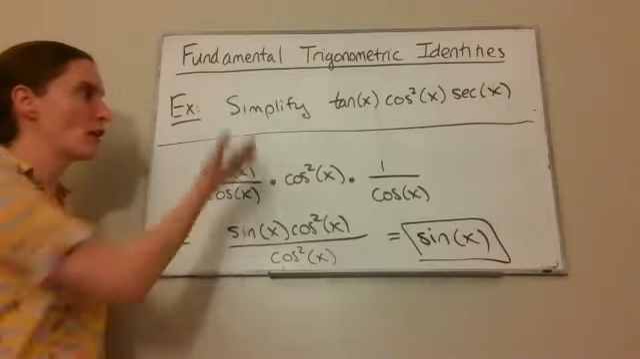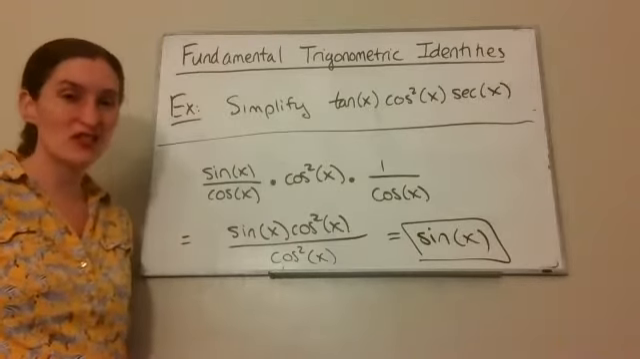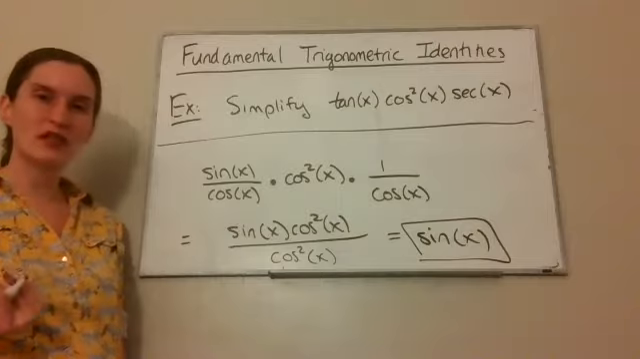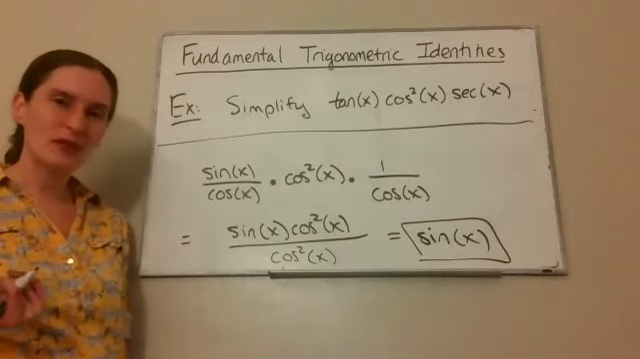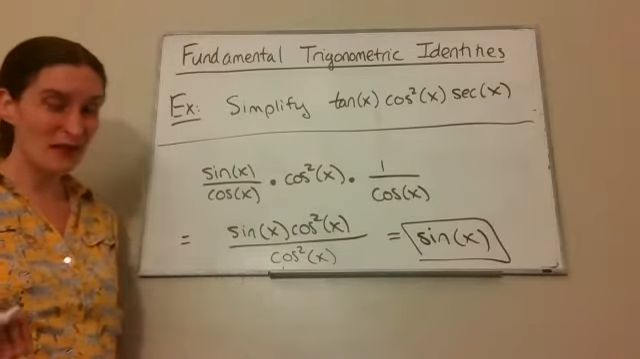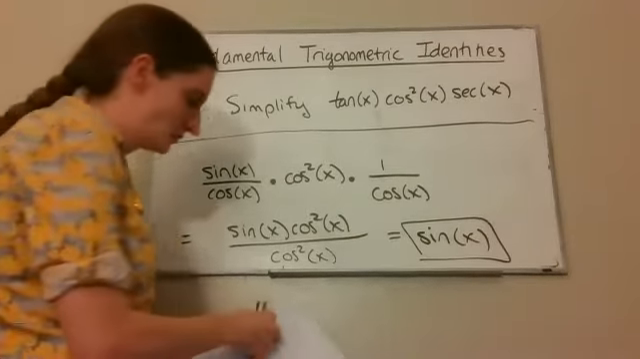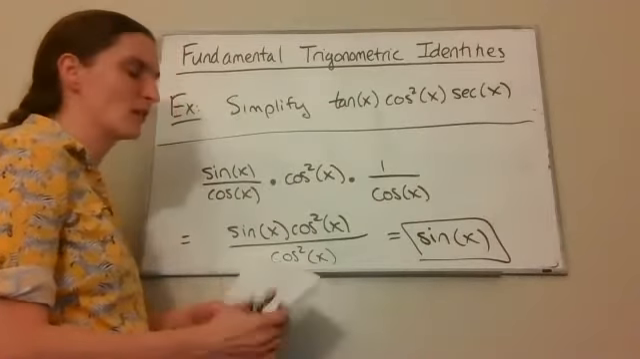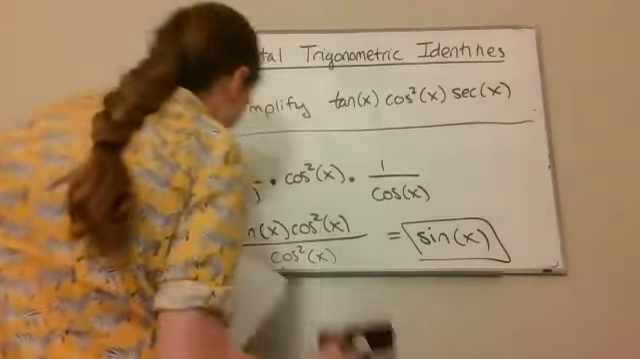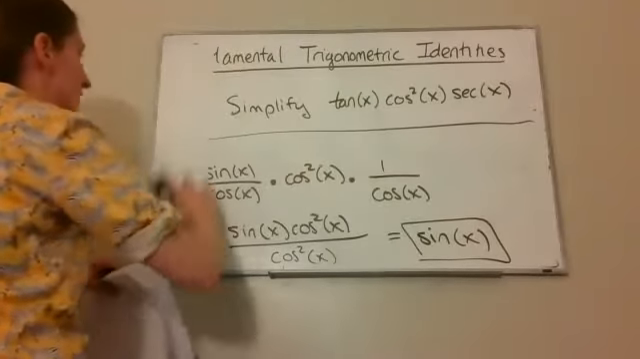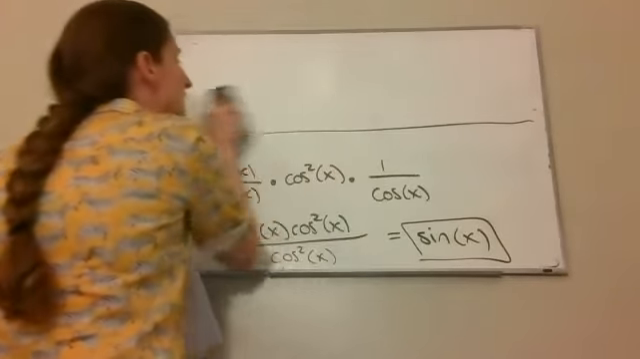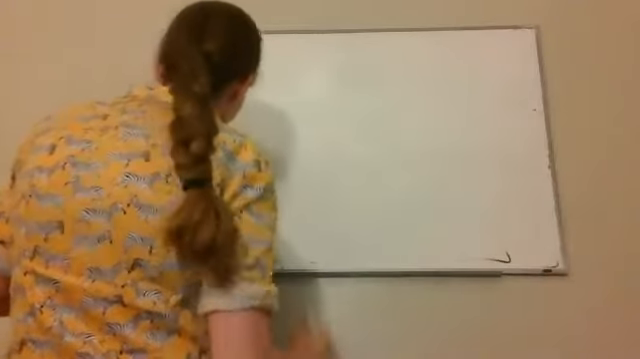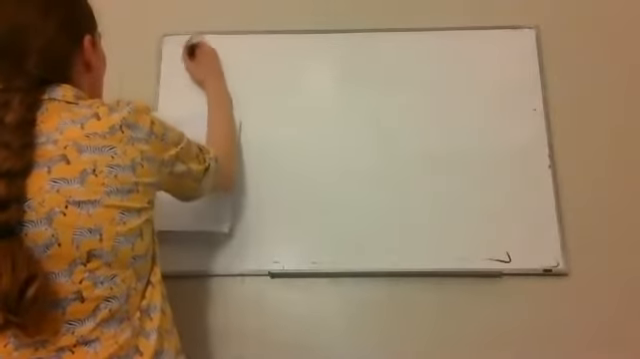And so we rewrote a fairly complicated expression as just sine of x, just by using our quotient identities and our reciprocal identities, and that's really about it. So one way to simplify trig expressions is to rewrite in terms of sine and cosine and just see what happens from there. Another example.